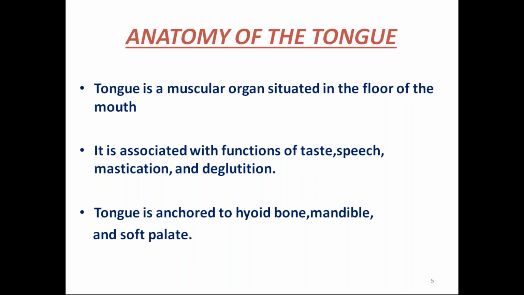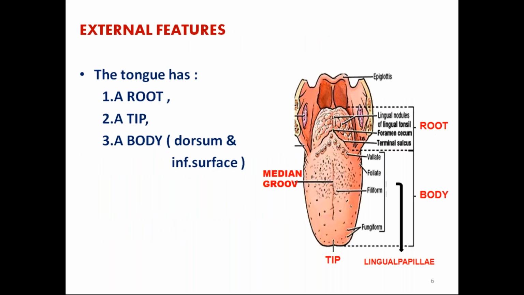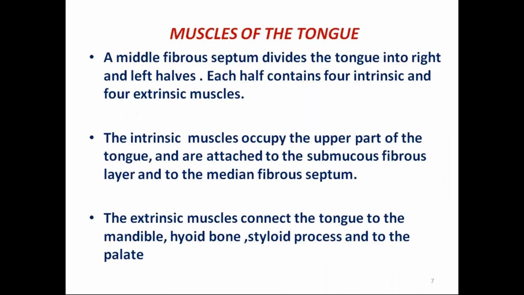We all know the normal functions. It is anchored to the hyoid bone posteriorly, the mandible inferiorly, and the soft palate posteriorly. So, parts of the tongue. Externally, what do you see on the tongue? That is a root, a tip, a body, the dorsum and the inferior surface.